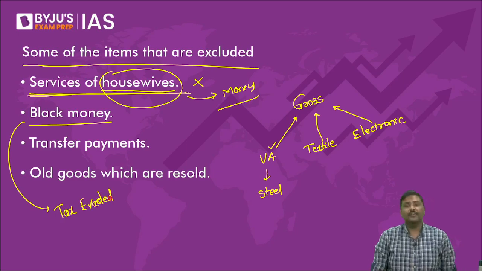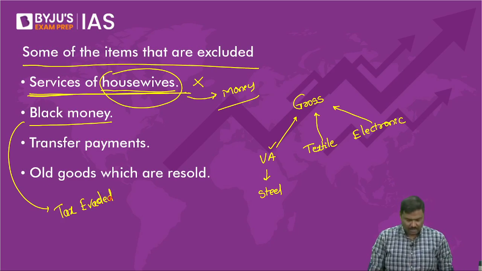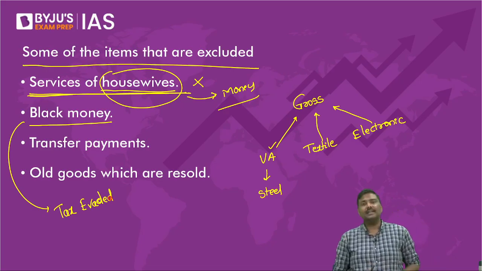Understand this very carefully. Any amount of money in the economy on which the tax is not paid, tax is evaded, is called black money. Sir, what do you mean by that?